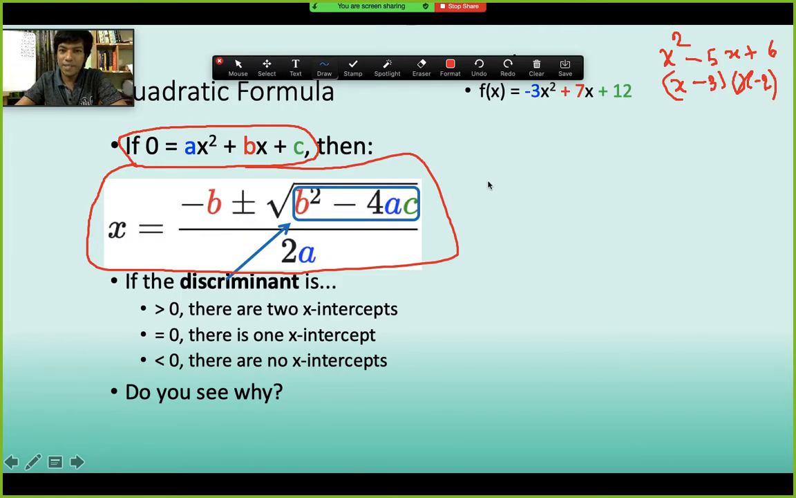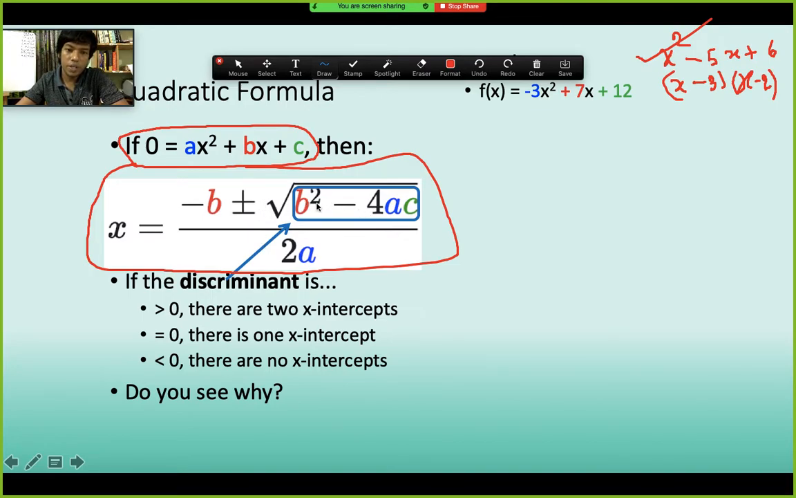Some people may ask, sir, can we use this same formula for your main question, x square minus 5x plus 6? Can we use this here? Yes, you can use this, and you will exactly get the same solution that we already found. This quadratic formula we can use everywhere.